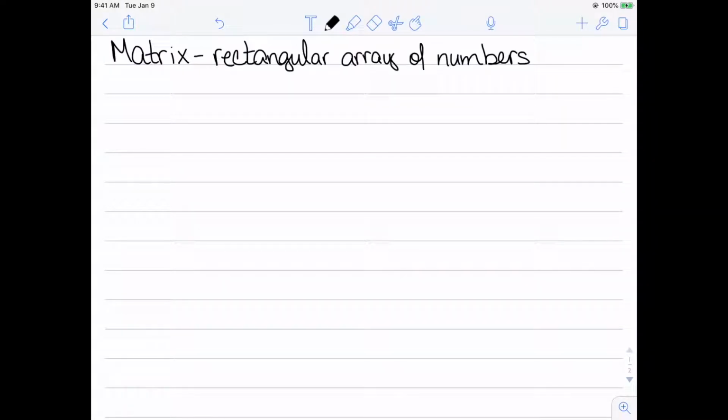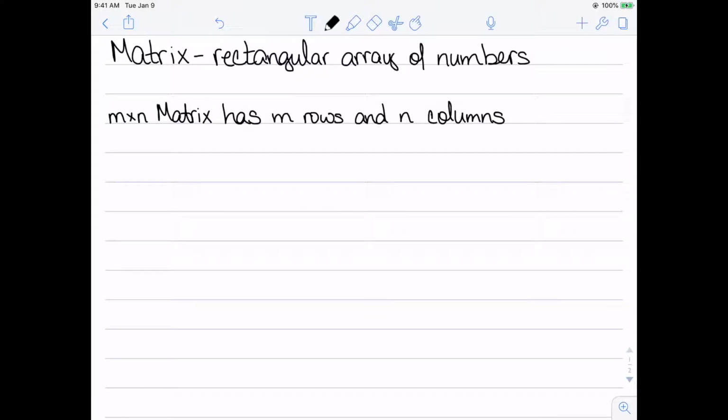I now want to give a very brief introduction to matrices and what they are. A matrix is just a rectangular array of numbers. So it's a rectangle with numbers in it. An m by n matrix has m rows and n columns. So the first number tells us how many rows we have, the second number how many columns.